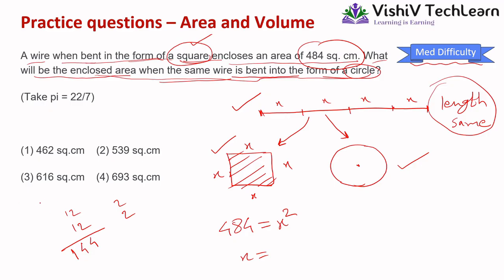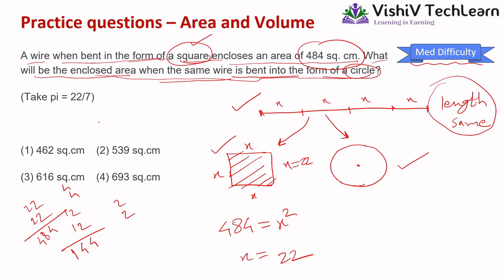It may be 22. Let's check. I need to check it. So 2 2s are 4, 2 2s are 4 here, 2 2s are 4. So we have 8 and 2 2s are 4. Correct. So this is 22. Now if one of the sides of the square is 22, others will also be 22.